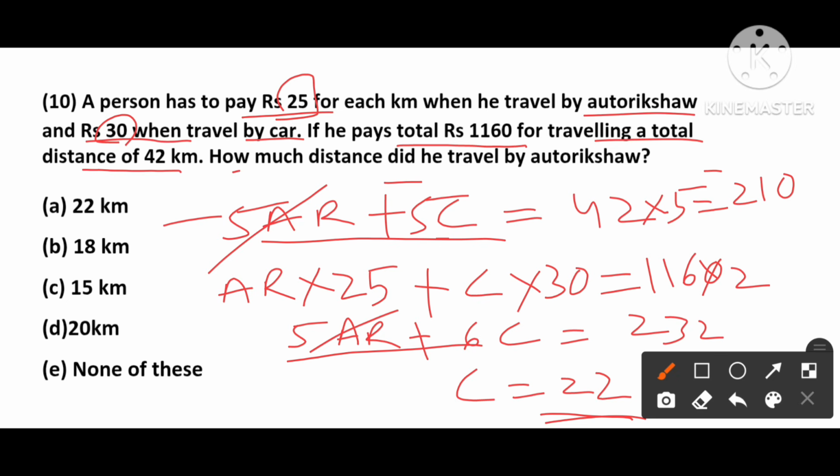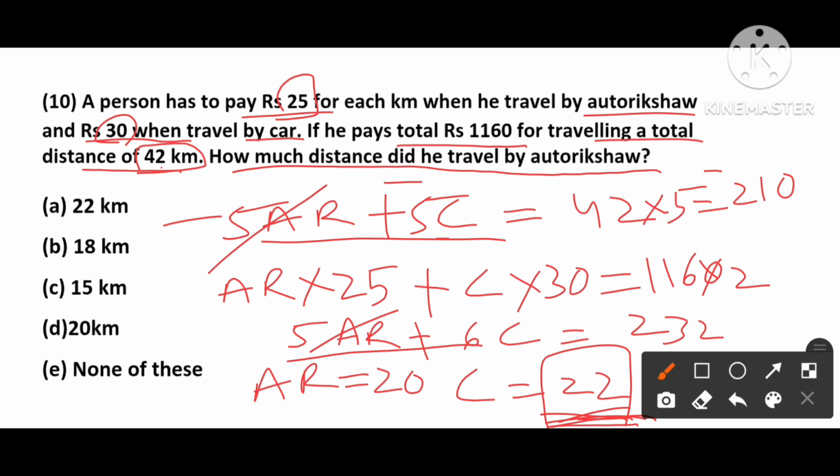Okay. Now the question asked is how much distance he traveled by auto rickshaw. The car travels 22 kilometers, and the question says that auto and car cover 42 kilometers. The car covers 22 kilometers, which means the auto rickshaw covered 20 kilometers. So option D is our answer, 20 kilometers.